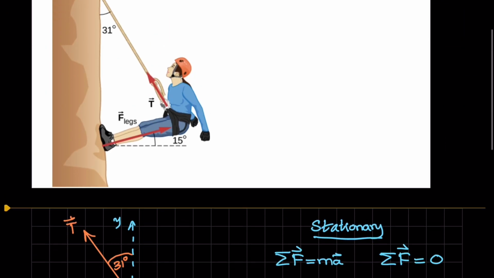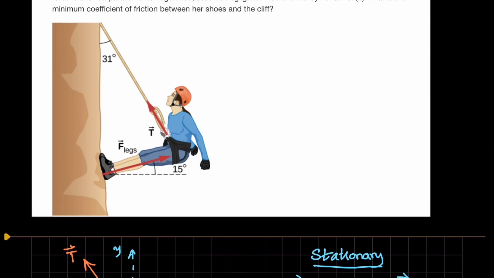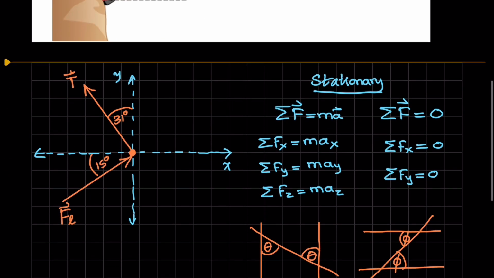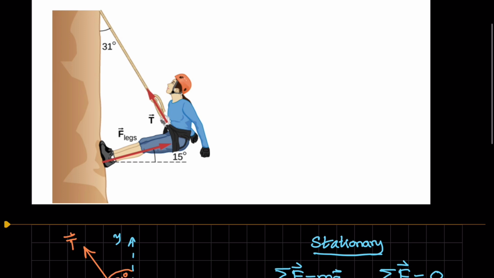We have one more force. We have the force on her legs from the wall. We have the tension, right, that's pulling on her because of the rope. And we know there's the force of gravity, right? So the earth itself is pulling down on the mountain climber, and she has a certain weight. Okay, so we have all the forces acting on her.